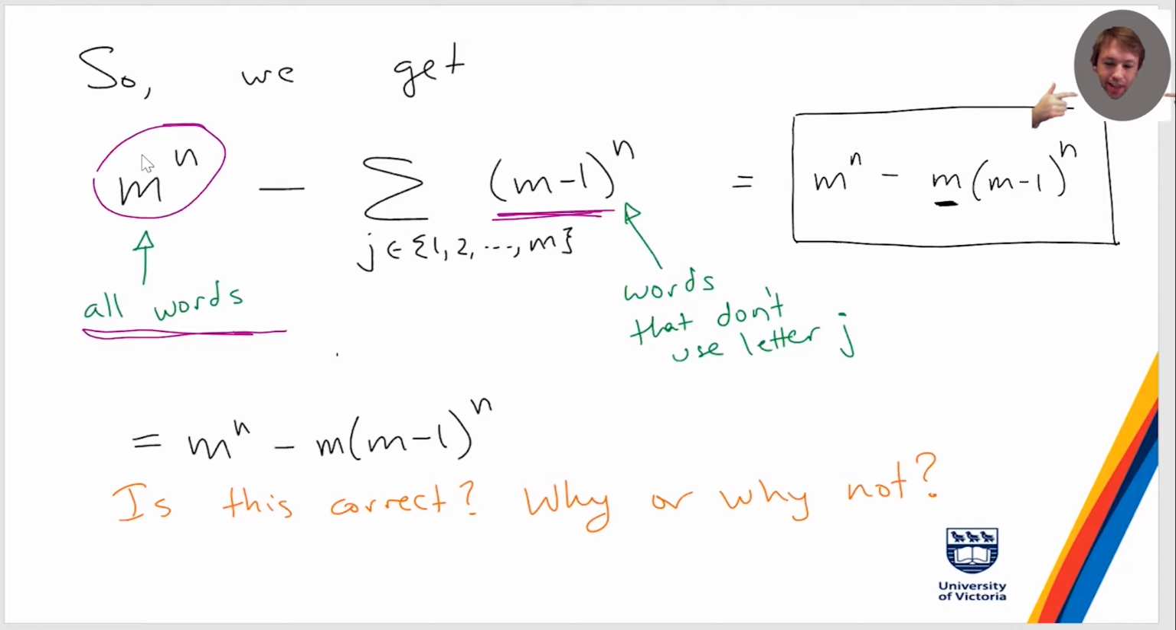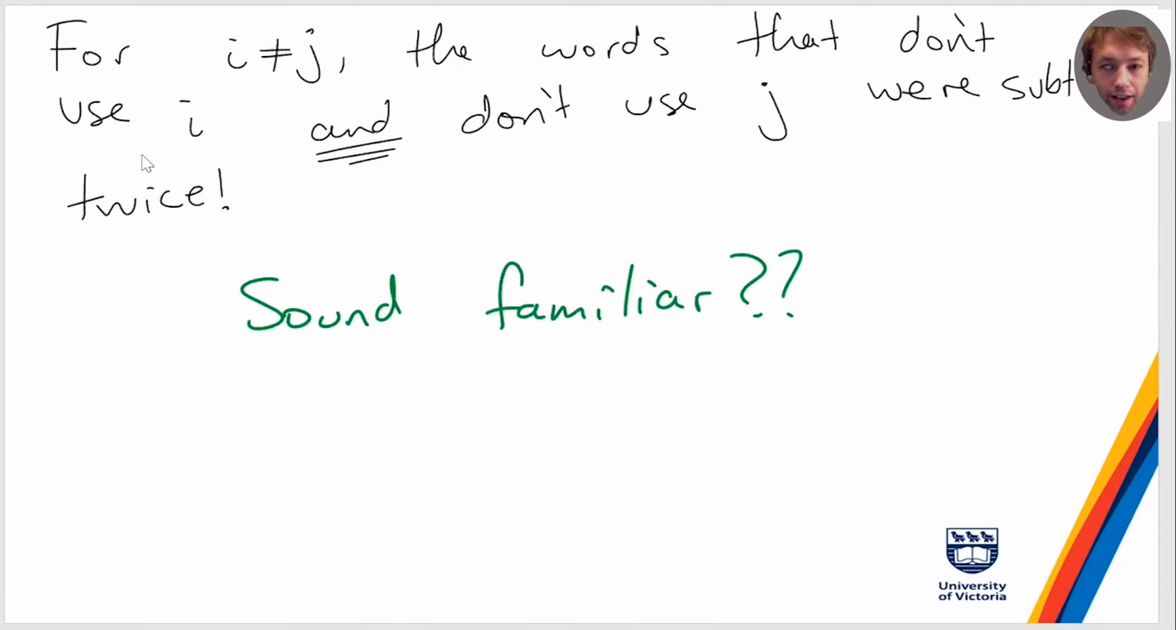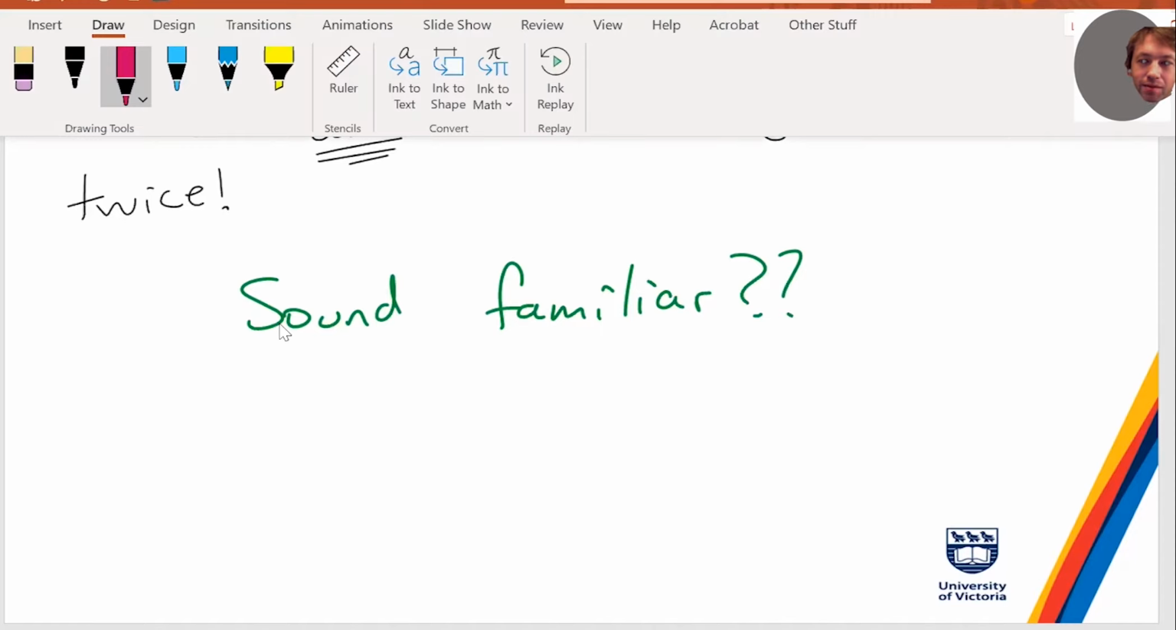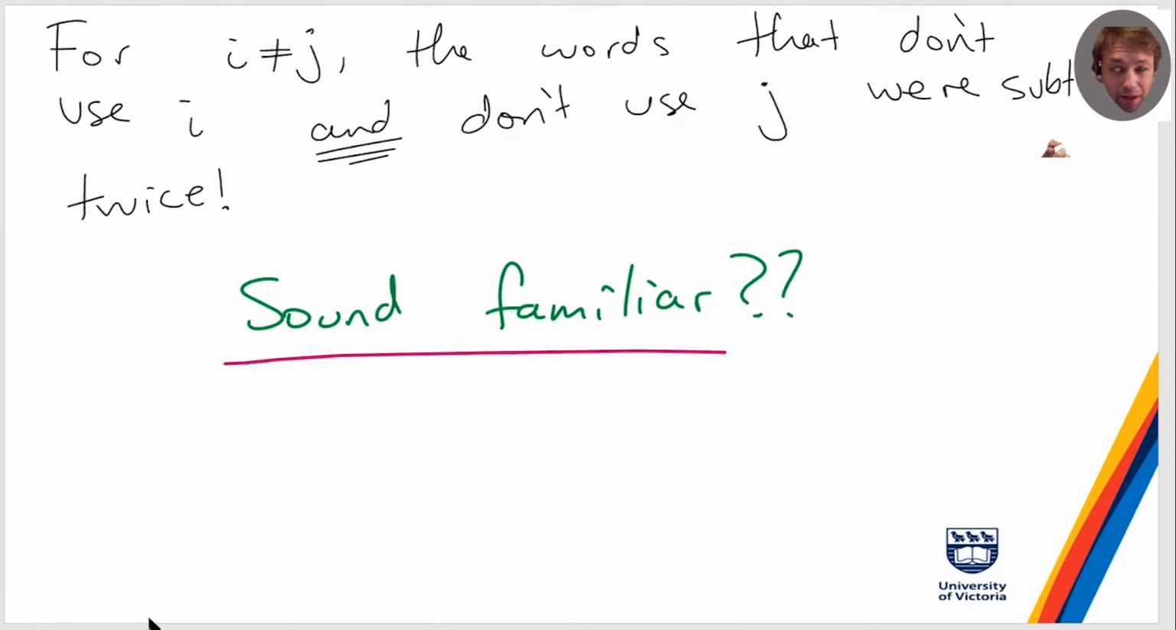Okay, and this is exactly the same kind of logic we were doing last time. So it's really just an application of the inclusion-exclusion formula. So does this sound familiar? We've thrown away things too many times. And indeed, it should sound familiar because this is what we did last time, and that's the principle of inclusion-exclusion.